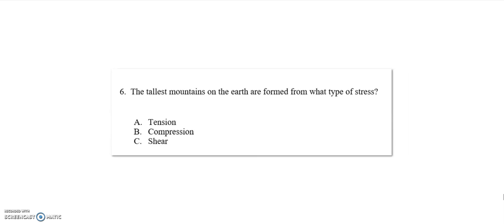Number 6. The tallest mountains on the earth are formed from what type of stress? Is it A, tension, B, compression, or C, shear? So the tallest mountains on the earth. Think of the plate boundary mountains would be at.